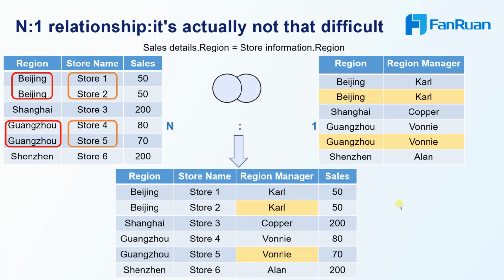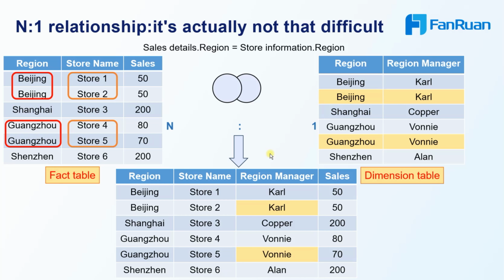Now, we introduce a small concept, fact table and dimension table. We can see that the left table is a fact table, recording the details and individual order information. The right table, on the other hand, is a dimension table, which holds the basic information of each region's store, acting as the entry point for our analysis. For example, we might analyze the sales figures under different regional managers.